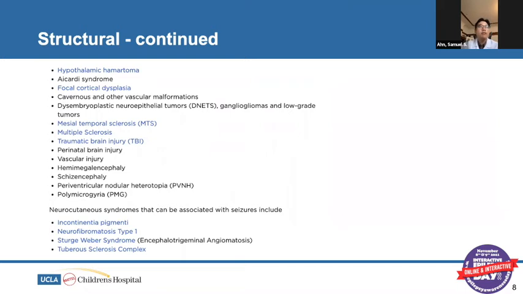Just in terms of other structural causes, there is quite a list. This is not exhaustive by any means, but really this is meant to show you that there are a lot of different structural causes. Just one change in the structure can't explain everything for all patients.